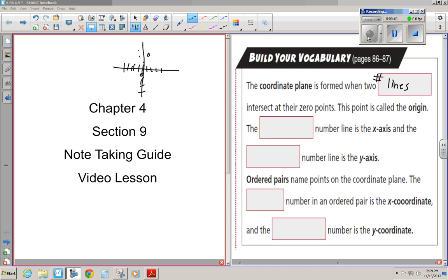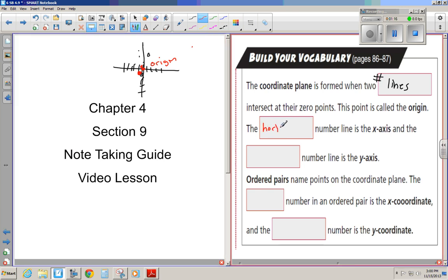This point is called the origin. Right here, this point is the origin, and it is a place where it's 0 on this axis and 0 on that axis. So the horizontal number line is the x-axis, and the vertical axis is the y-axis.